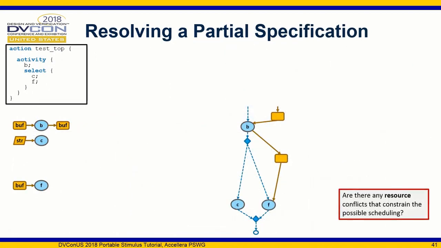So this is my partial specification, right? I have B followed by either C or F. So B has a buffer input, it produces a buffer output. F has a buffer input, and C has a stream input. We're not going to worry about that for now. So let's worry about how we're going to supply the buffer to B.